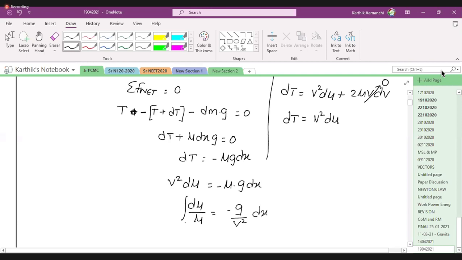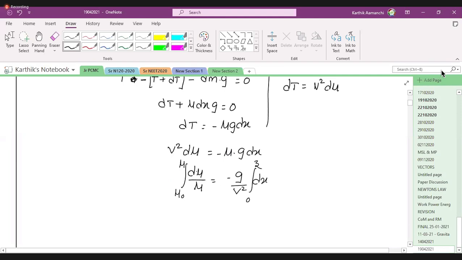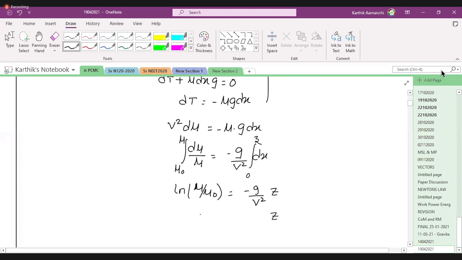Right? So integrate from mu naught to mu, and 0 to z. This is log, isn't it? Yes, log. From this, log of mu naught by mu is equal to g by v square into z.